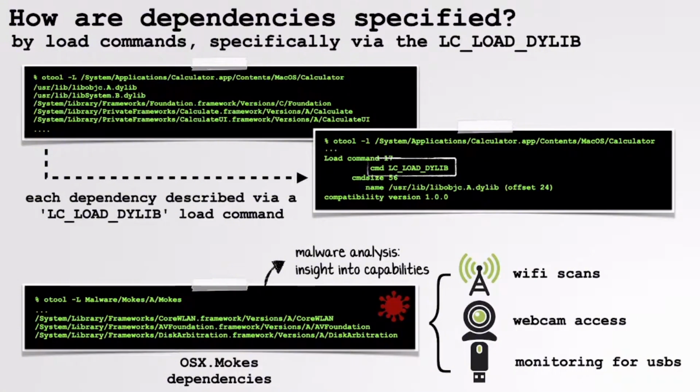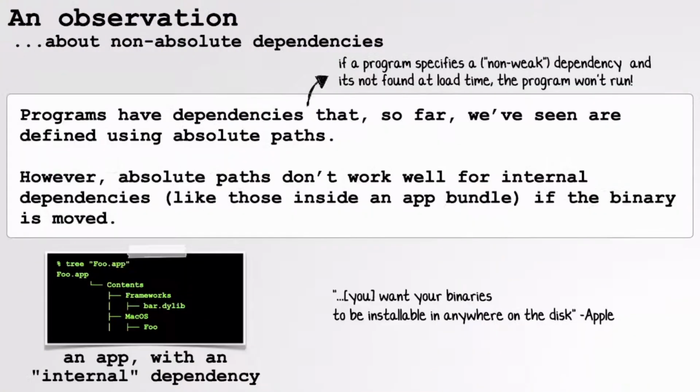Similarly, AVFoundation, the malware used this to talk to the mic and the webcam to spy on the user. And finally, DiskArbitration is the Apple library that you can link against as a dependency if you want to do things like monitor USB drives for files to exfiltrate, which is exactly what the malware did.